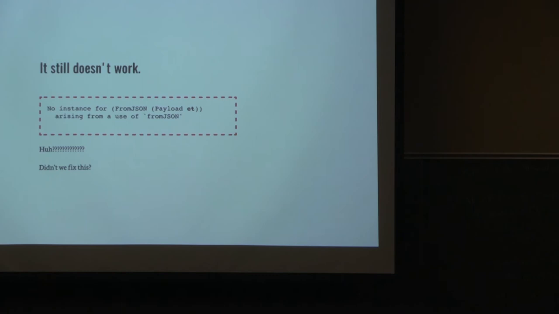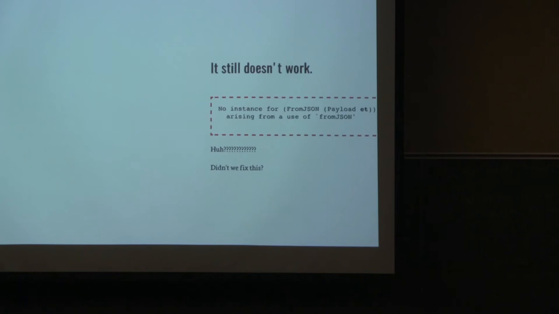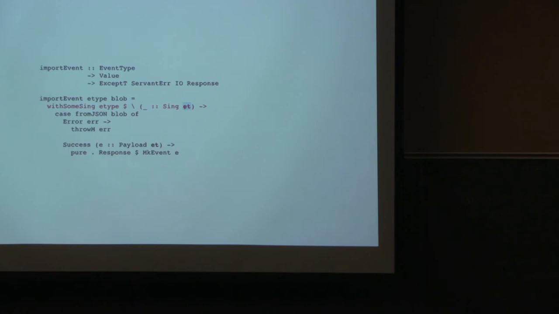And the problem is we don't have a FromJSON instance, right? We actually don't know what this ET is until runtime. And so the compiler doesn't even know that we can run this fromJSON function, right? We don't know if we have that dictionary. And so usually the solution to this problem is you add a constraint here. You say, I have a FromJSON for ET, or for Payload of ET. But there's a problem, and that problem is ET doesn't exist in the type signature. It only exists in our function because it comes from the user. It doesn't exist at compile time. It only exists at runtime.